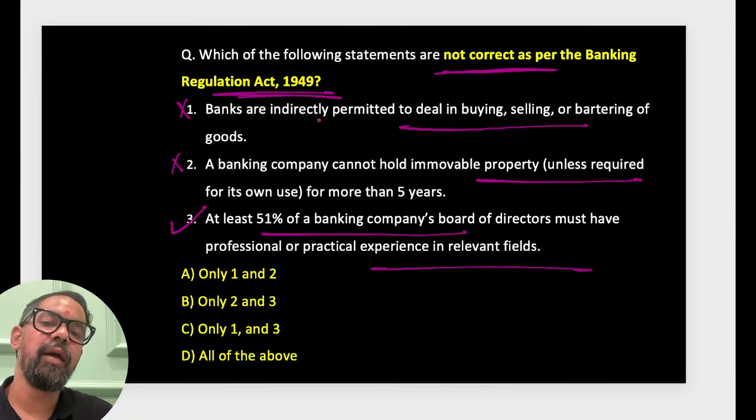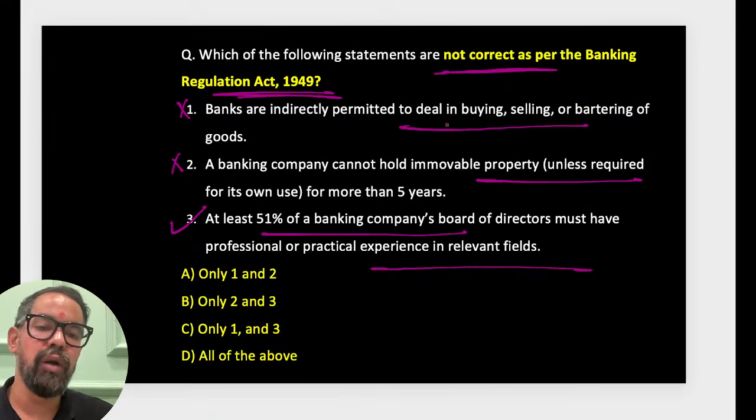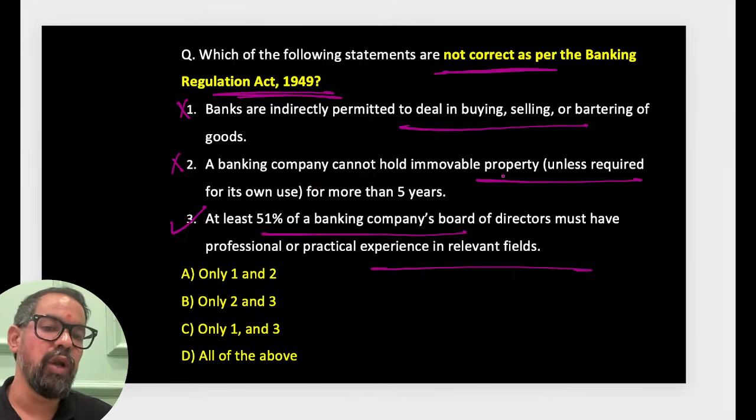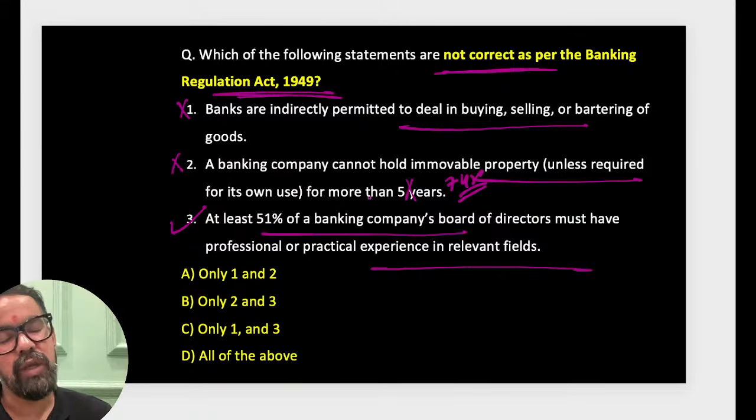So banks are indirectly permitted to deal in this? No, as per the definition itself, you cannot deal with it. These are the prohibited areas, right? A banking company cannot hold immovable property unless required for its own use for more than, no, the second statement should be right. It is 7 years. Okay, 7 or 10 years something. So this is also wrong. Yes, it is 7 years.